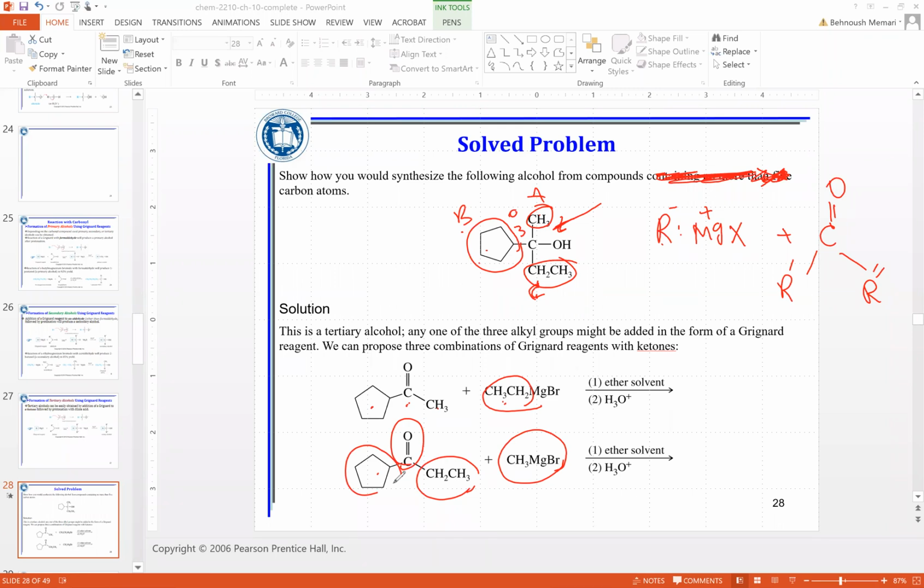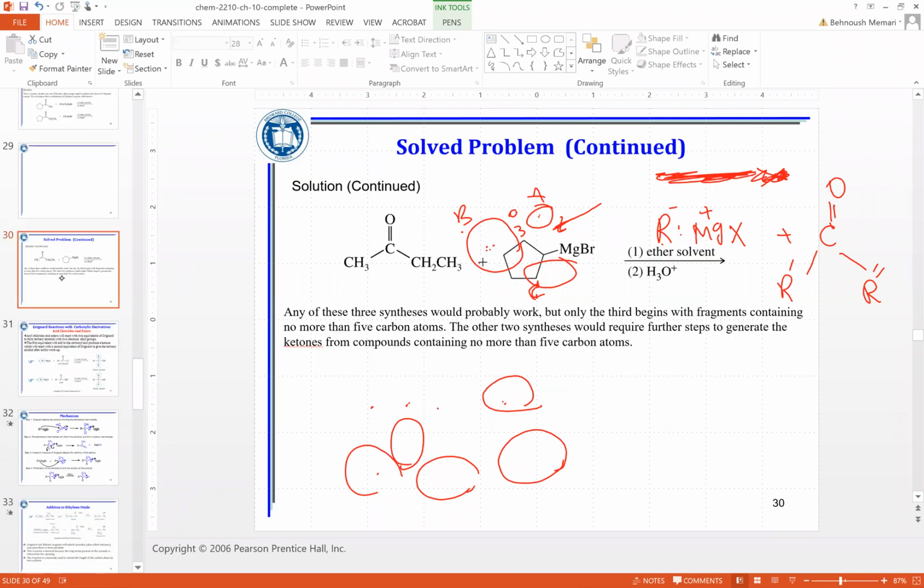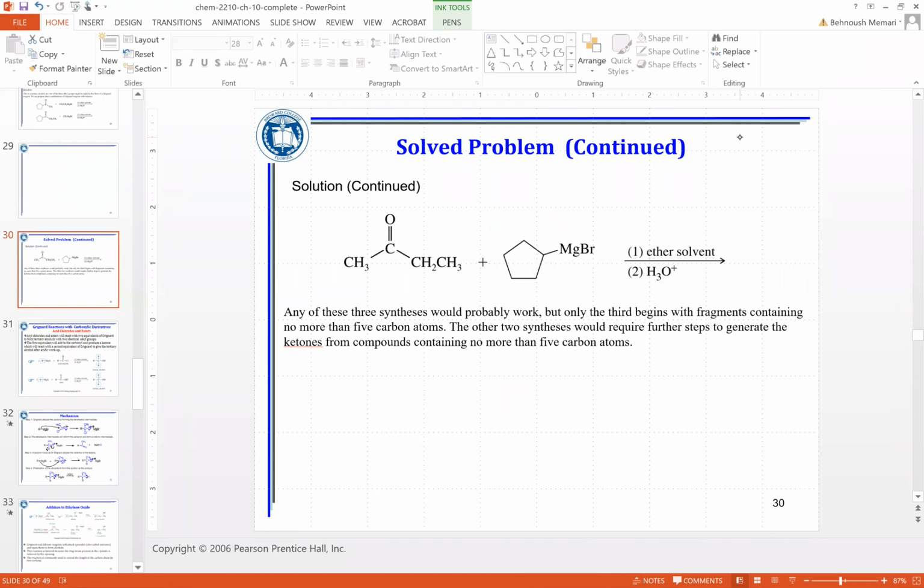So is there another choice? Can you have the Grignard coming from the cyclopentyl? Yes, that's also another possibility. You have your Grignard coming from the cyclopentyl, and then methyl and ethyl would be part of the ketone. So you can choose either one of them. The choice of having cyclopentyl Grignard and then methyl and ethyl part of the ketone. So you have three different choices because all you want to get is a tertiary alcohol.